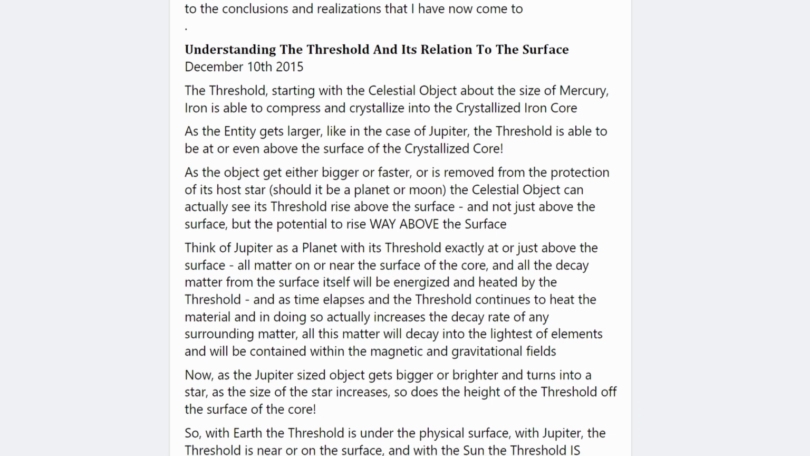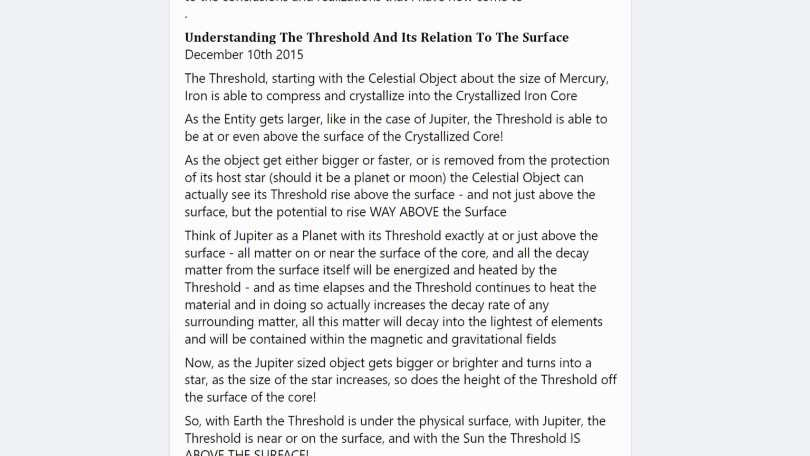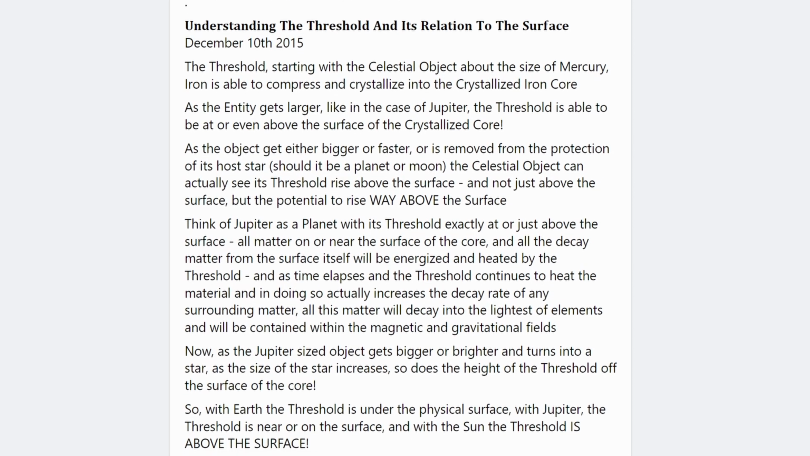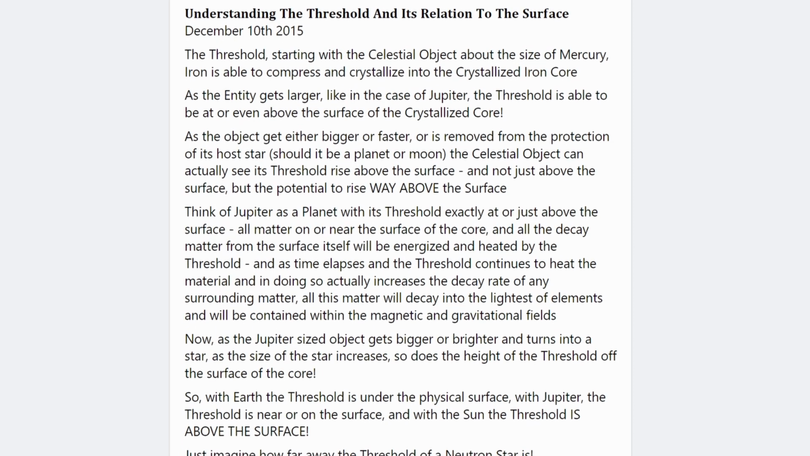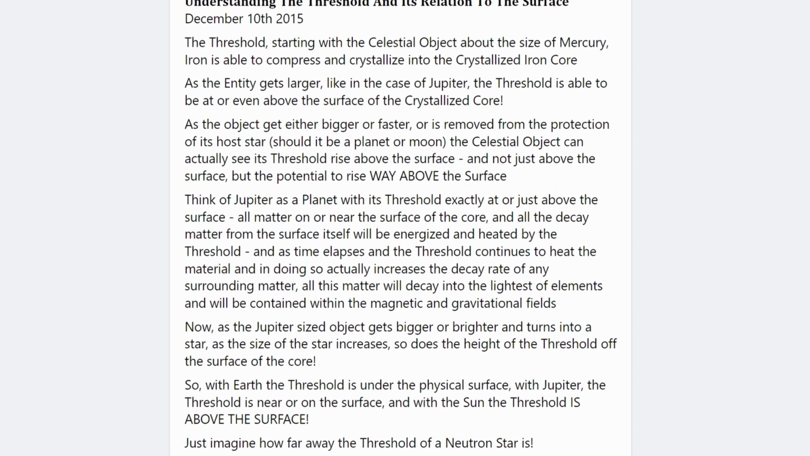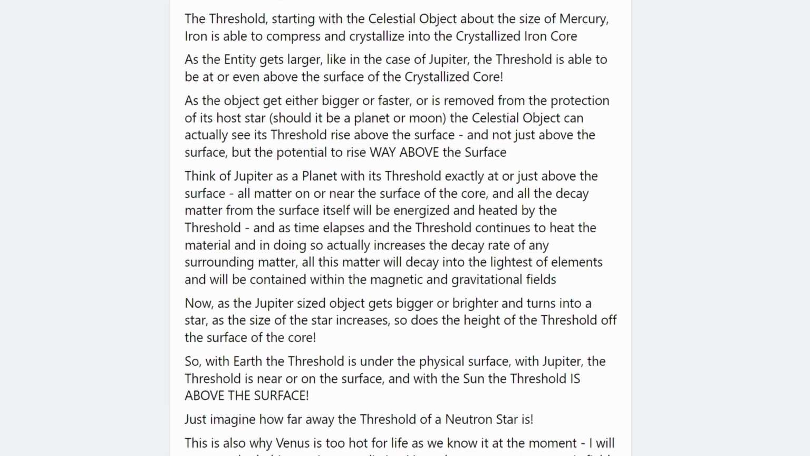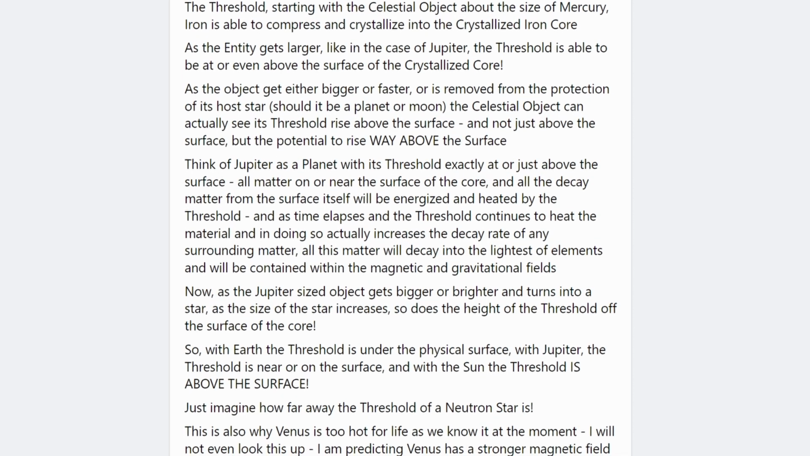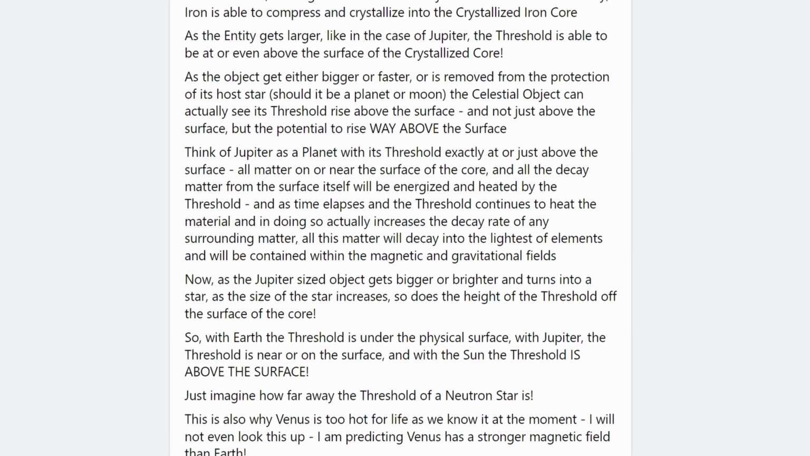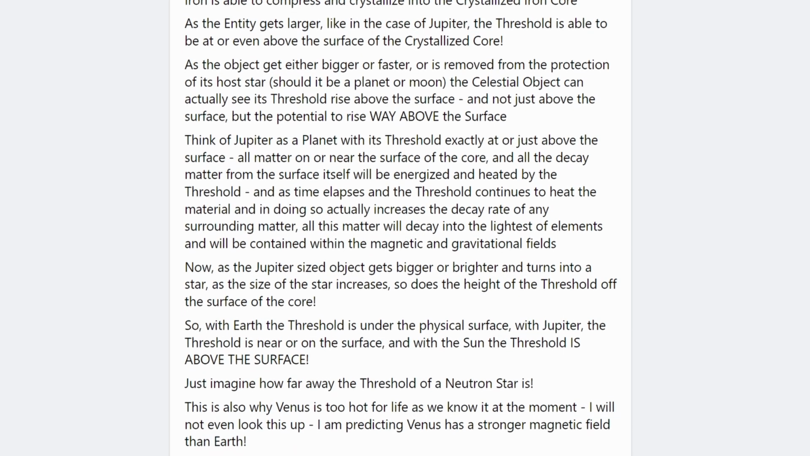Think of Jupiter as a planet with its threshold exactly at or just above the surface, all matter on or near the surface of the core, and all the decay matter from the surface itself will be energized and heated by the threshold, and as time elapses and the threshold continues to heat the material and in doing so actually increases the decay rate of any surrounding matter, all this matter will decay into the lightest of elements and will be contained within the magnetic and gravitational fields.